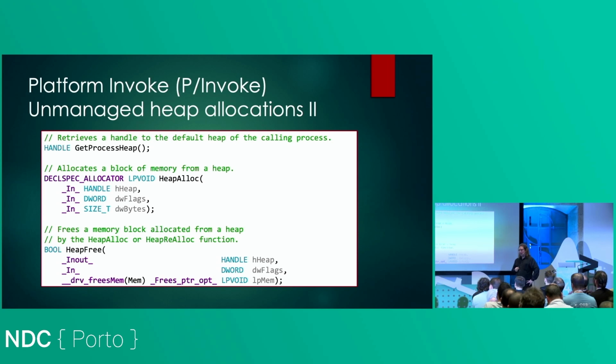And once I have that, very similarly, I can call HeapAlloc. There's the heap, and there are some flags. I have some control over how allocations and deallocations are performed exactly. We're going to ignore this for this talk. And then the size again, how many bytes I want at least. And similarly, you can free this.